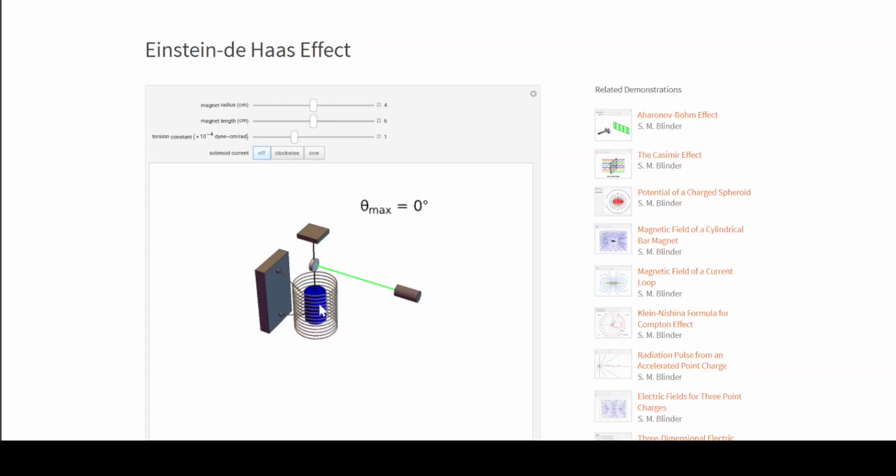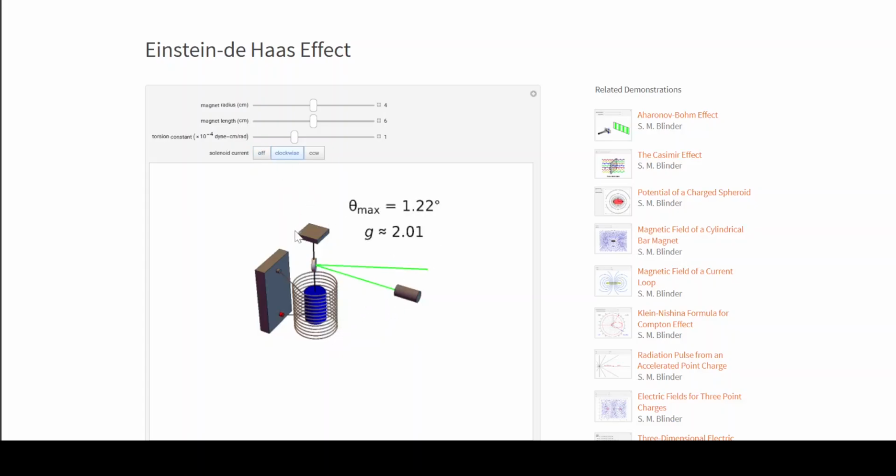So here you can see this blue rod, which represents the ferromagnetic substance, and it is attached to this torsion fiber, which is attached to a mirror. A laser beam is fired on this mirror, and the maximum deflection of the reflected laser beam is recorded. Initially, when there is no solenoidal current, the laser beam is reflected back and theta max is 0.